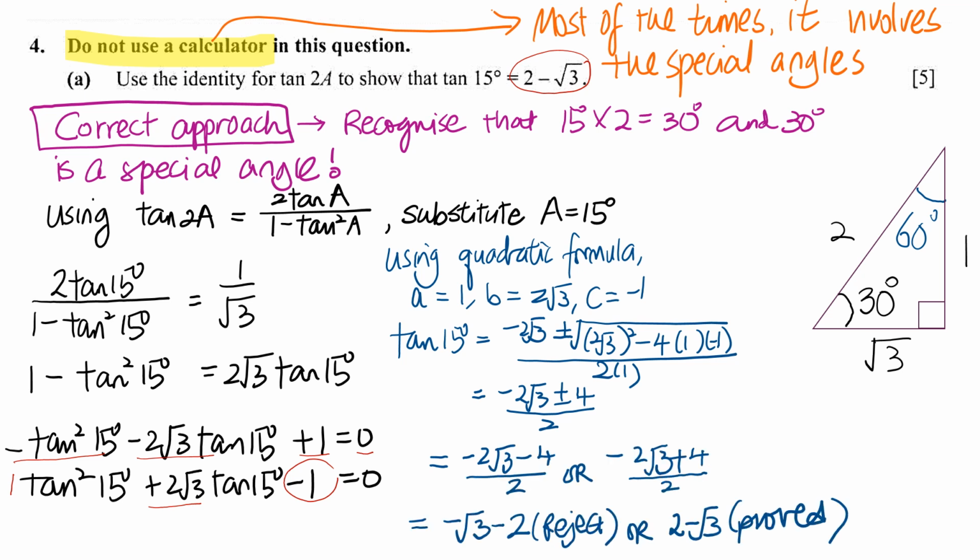Okay, and why do we reject the negative one? Because tangent 15 degrees is an acute angle, and it is in the first quadrant. And trigonometric ratios of all the angles in the first quadrant will be positive. That's the reason why we reject the negative answer.